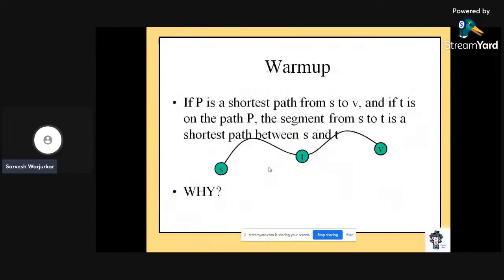Yes, if P is the shortest path from S to V, and T is one of the nodes on the path P, then the segment from S to T is the shortest path between S and T, and we can use that. The reason is it gives me the smallest weight to reach from the source, say S, to the destination, say V. Why?